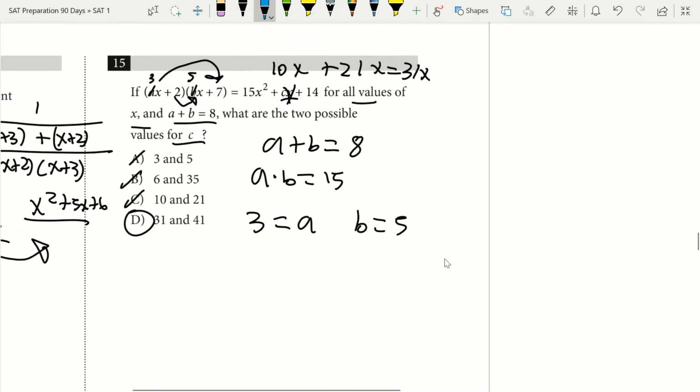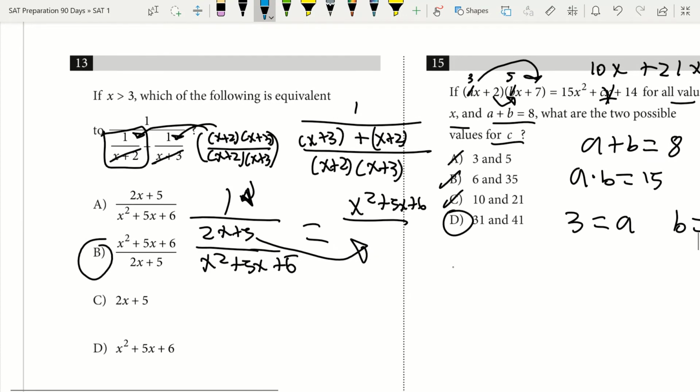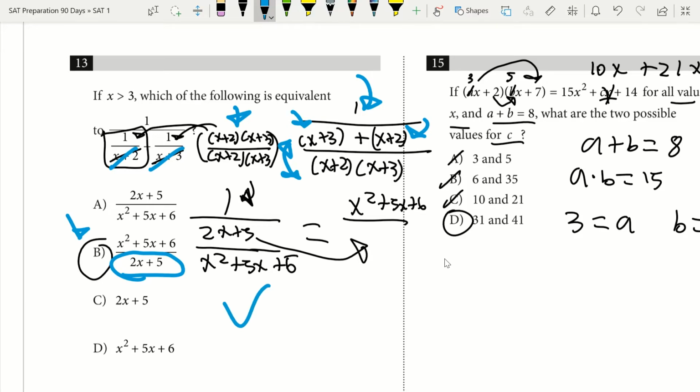Okay, number 13. Which of the following is equivalent to this? I see I've got to multiply by my common denominator. I do that. My x plus 2's are going to cancel, which means I have x plus 3 right here. My x plus 3's are going to cancel there, which means I have an x plus 2 here. Since there's a 1 up top and I have to divide, I'm going to flip these two terms. That means I have to have 2x plus 5 on my bottom. I see my option with that is B. B is correct. That's checked.